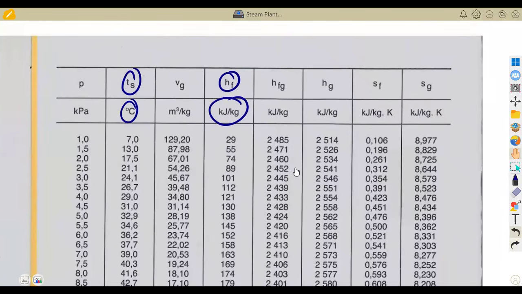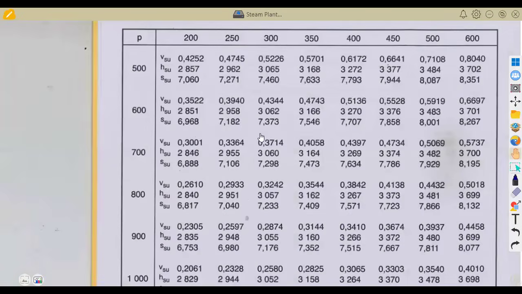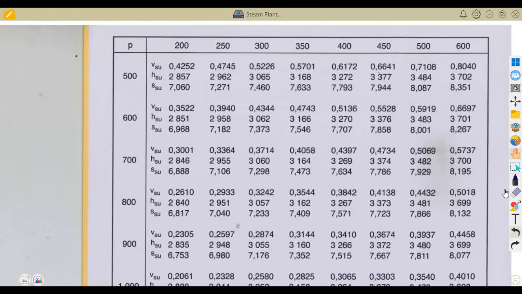But if you move on, you're going to see something like this. There is a table that has "superheated" written on top. There it gives you the pressure. These are the pressures going down, and these are the superheated temperatures. So what we are simply taking there is the pressure. Remember, our pressure was 1,500, so we want 1,500 kilopascal.